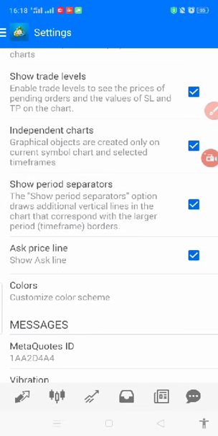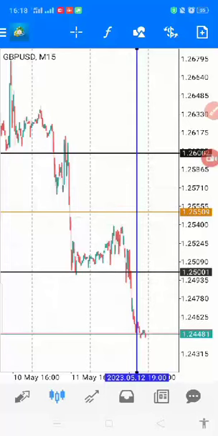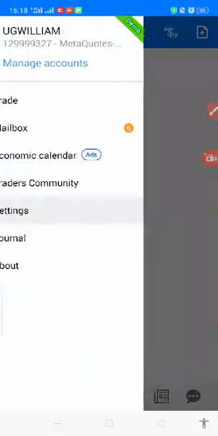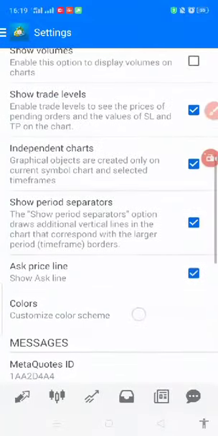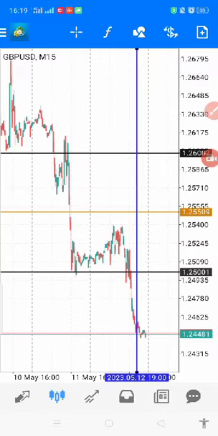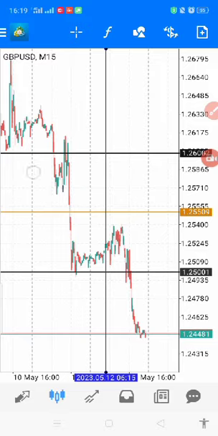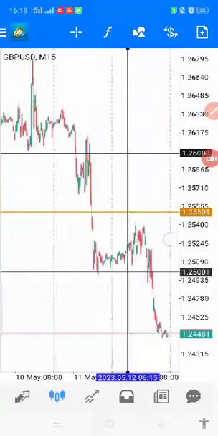Period separators are there to tell you the beginning of a new day. Let's check this out. The period separators option draws additional vertical lines in the chart that correspond with the larger periods, that is, time frame borders. What does that mean? Look at this dotted line here. These dotted lines are period separators.